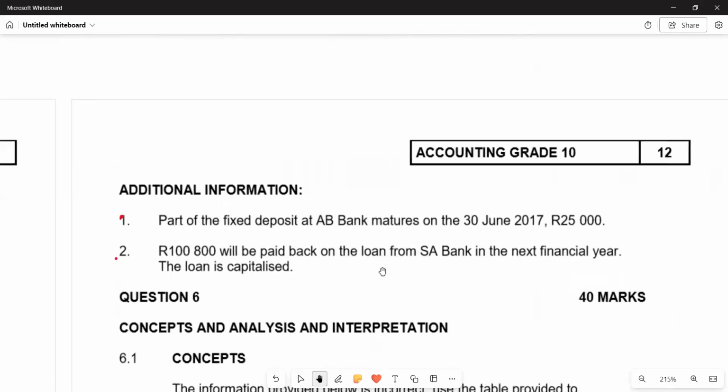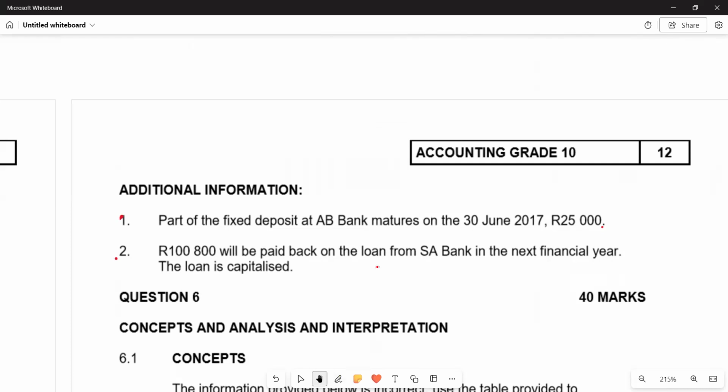Part 1 is saying part of the fixed deposit at AB Bank matures on the 30 June 2017, which is 25,000. So what does it mean? It means that from the fixed deposit that we have, we are going to subtract 25,000 since it's going to mature on 30 June 2017, which means in the near future. So we are going to subtract it from the total fixed deposit, and then we include it under cash and cash equivalents. So this is what we have.